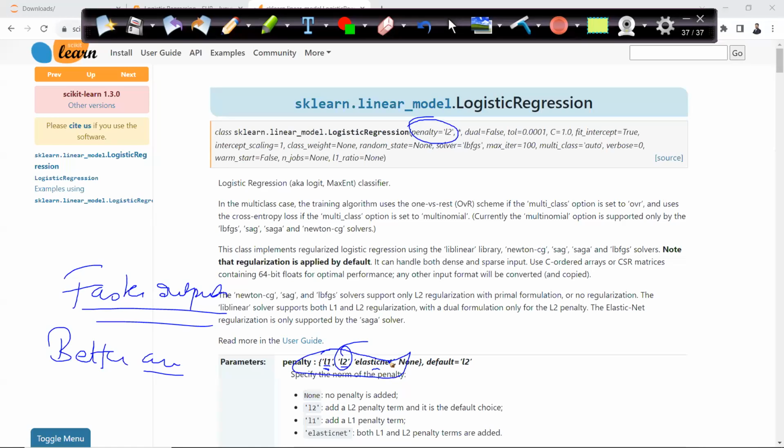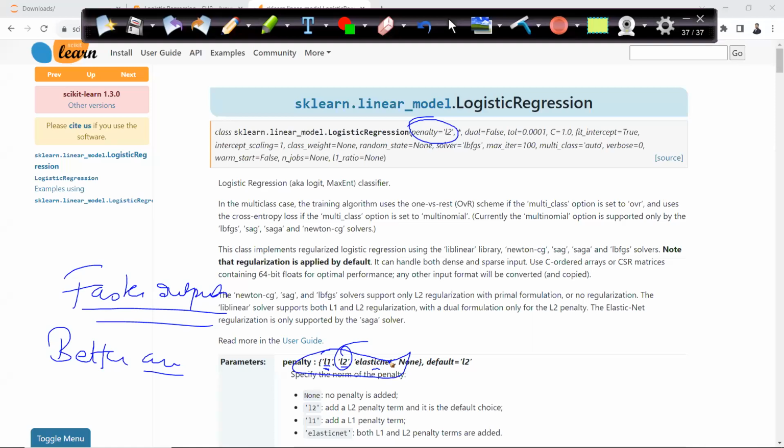As a business, what do you want? As a business, what I want is the faster output. In that case, I will go with the L1 regularization. As a business, what do you want? I want a better accuracy. In that case, I can go with the L2 regularization. So the idea is basically, what is your requirement?